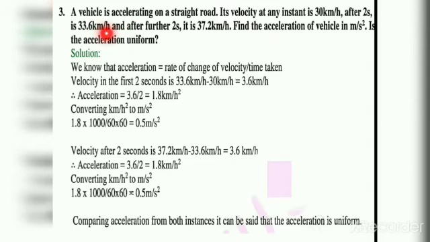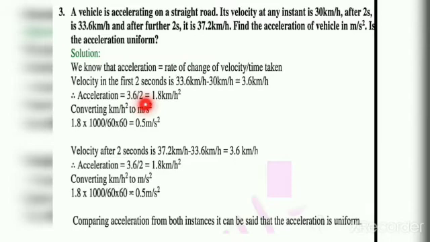So the velocities in the first 2 seconds are 33.6 km per hour and 30 km per hour. So that gives you 33.6 km per hour minus 30 km per hour. This is the change in velocity, that is, final velocity minus initial velocity, right? So that gives you 3.6 km per hour. So acceleration is change in velocity divided by time taken. The change in velocity is 3.6 km per hour, and the time taken is 2 seconds.